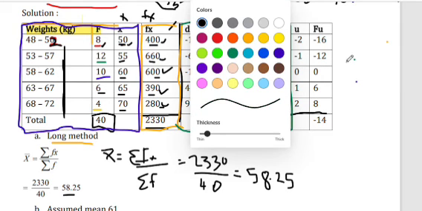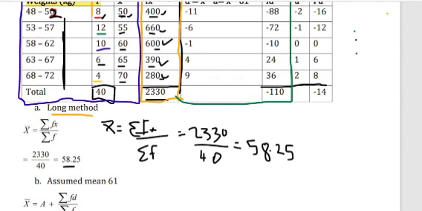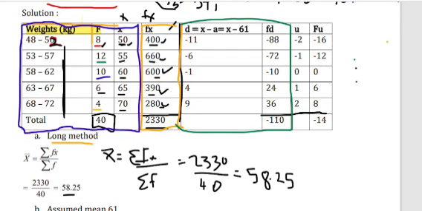Now, to get the assumed mean method, you are given an assumed mean of 61. Your assumed mean is 61. This is our X value. D is equal to X minus A, where A is the assumed mean, which is 61. That's why you see that we have X minus 61.